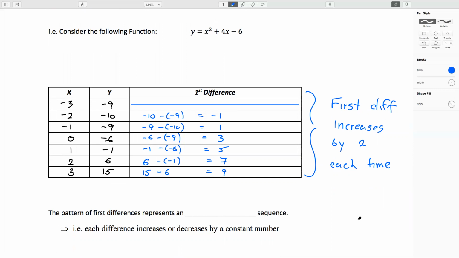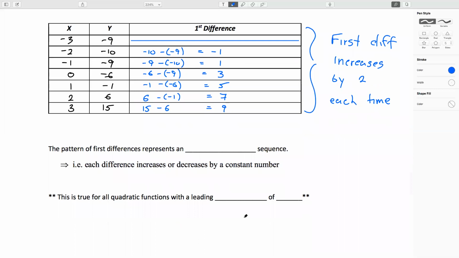If we had a linear function and we did the first difference, we would find that the first difference is the same for every single one of these numbers. It would be the slope of our line. In a parabola, because you're not increasing at a constant rate, you're going from minus 9 to minus 10 and then up to minus 9 and then to minus 6. You're not getting constant change. You will get a difference in your first difference.